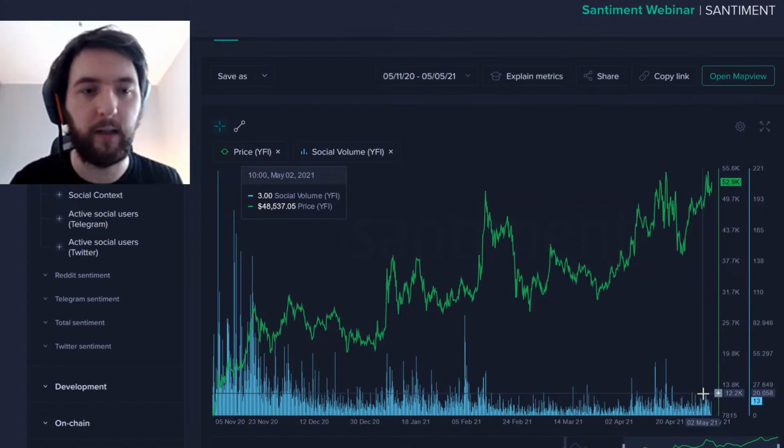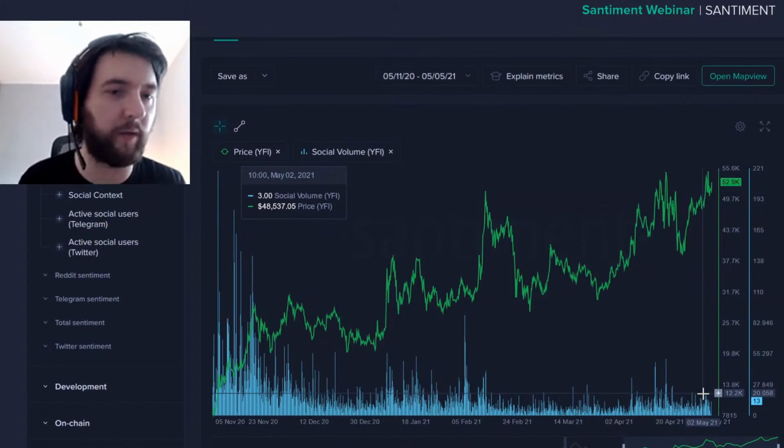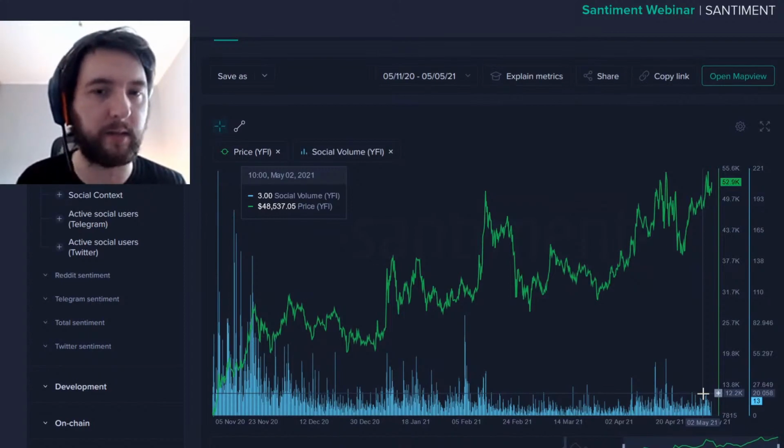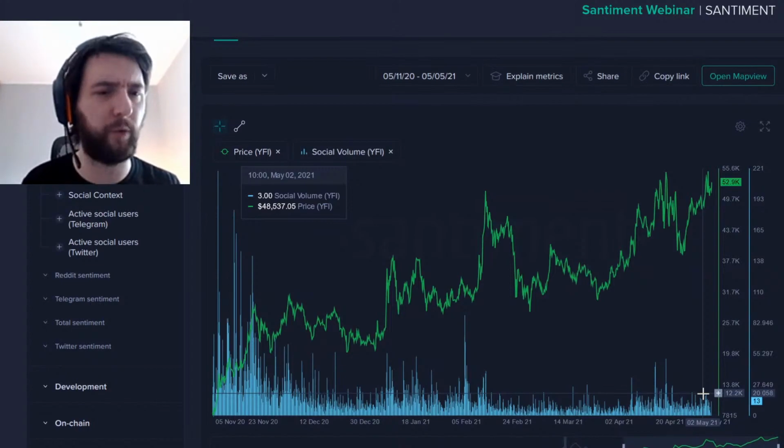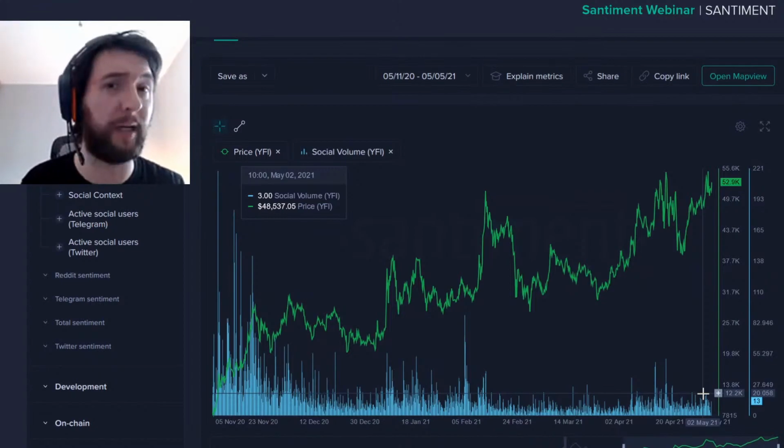So these are the ways that we use social volume, and we use it literally on a daily basis. Anytime that we see a coin pumping, one of the first indicators that we consult, especially if we don't have on-chain data for that coin, because at the moment we track on-chain data for Bitcoin, Ethereum, all ERC20 coins, Litecoin, BNB, and a few other coins, but we don't cover the entire cryptocurrency market with on-chain data. However, we have social data for pretty much every coin in our database.